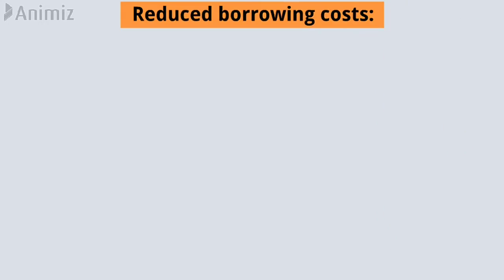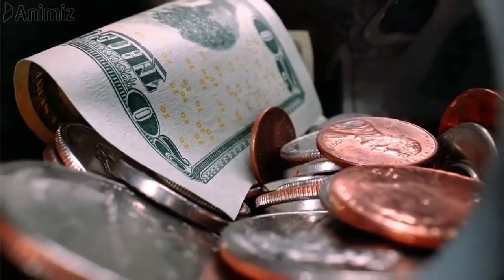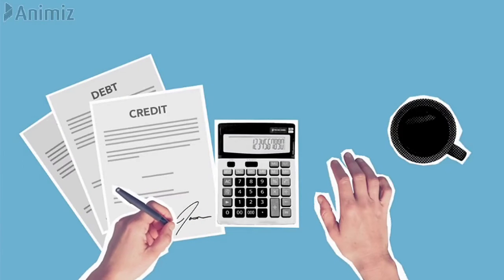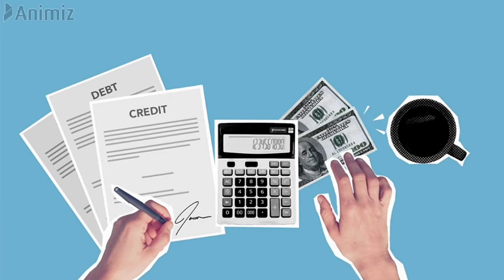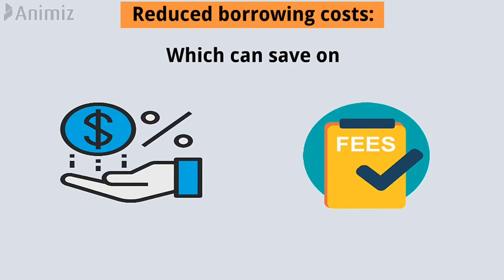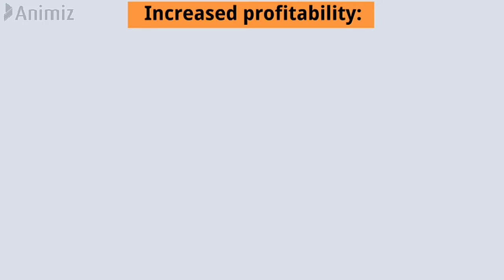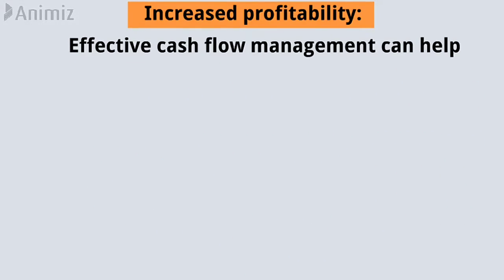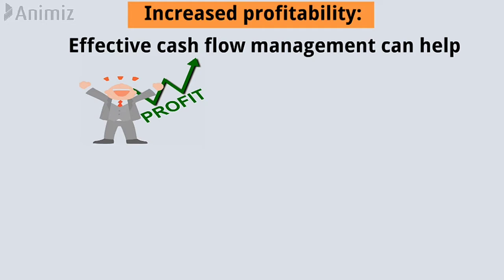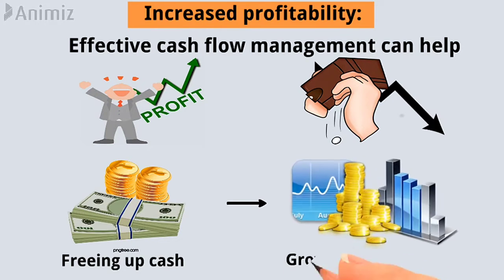Reduced borrowing costs. By having enough cash on hand to cover their expenses and obligations, businesses and individuals can avoid the need for costly short-term loans or credit card debt, which can save on interest costs and fees. Increased profitability. Effective cash flow management can help businesses maximize their profitability by minimizing cash shortages and freeing up cash for reinvestment in growth opportunities.